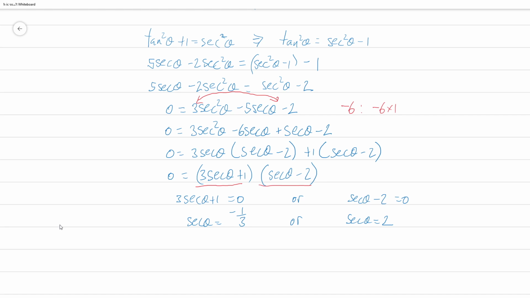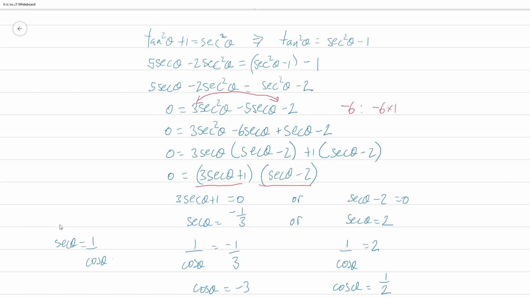Okay. Now is the time to change over to cosine. If you recall, sec theta is 1 on cos theta. So I have 1 on cos theta is minus a third, and I also have 1 on cos theta is equal to 2. So this leaves me with cos theta is equal to minus 3, and cos theta is equal to a half.